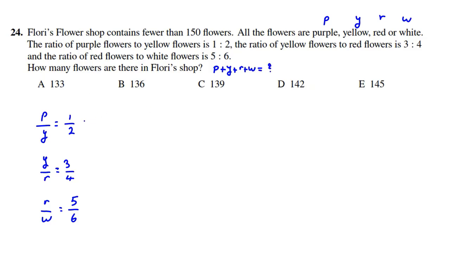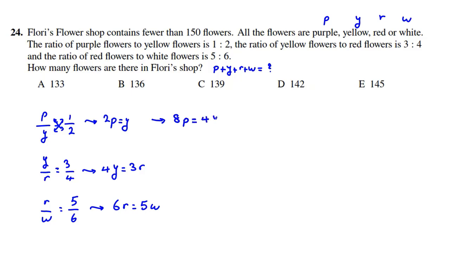Now, here we can say, I can write all of these things in terms of y. If we cross multiply, 2p cross multiply means this times this equal this times this. 2p equal to y. Let's also cross multiply this one. First, 4y equal to 3r. And if we cross multiply this one, 6r equal to 5w. So, if we want the relationship between r and p, here, 8p equal to 4y, we multiply by 4. 4y equal to 3r. Okay, so if we write all things in terms of p, y equal to 2p.